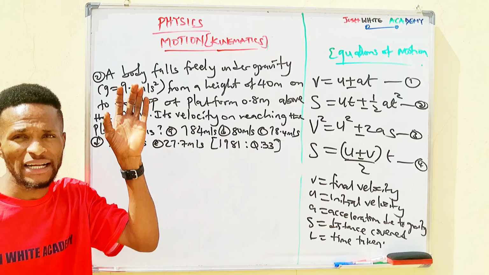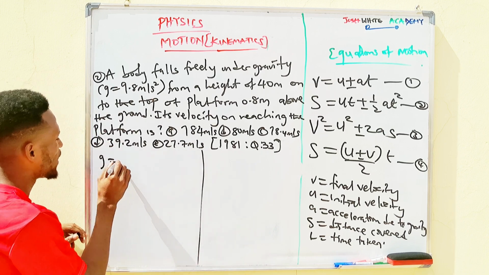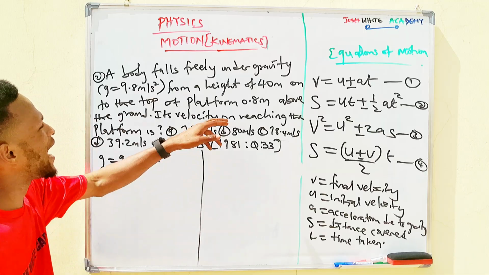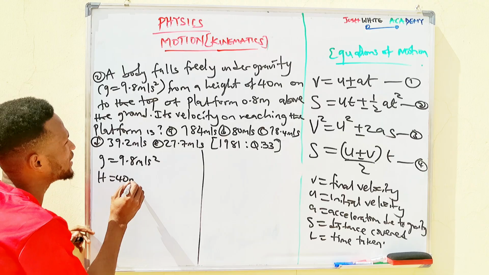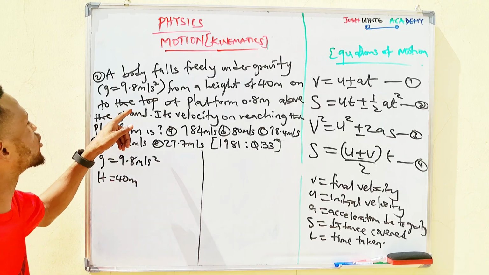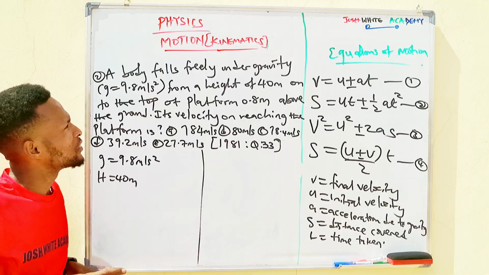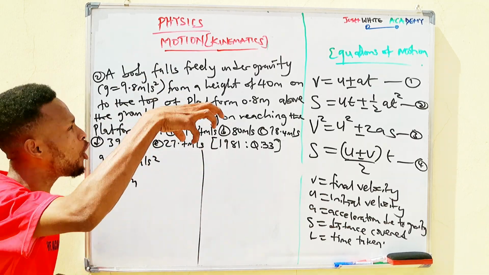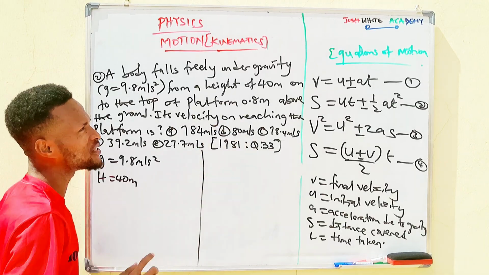So we can just start putting down our data. g is 9.8. From a height of 40. Height is 40 meters. Onto the top of platform 0.8. That means the body did not fall to the ground. It fell on top of a platform, and the height of the platform is 0.8.